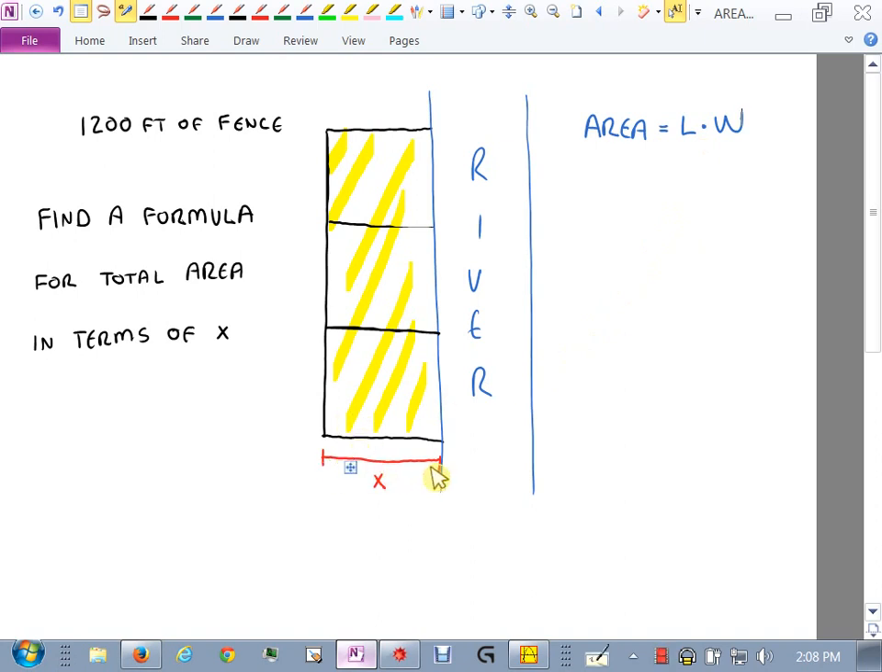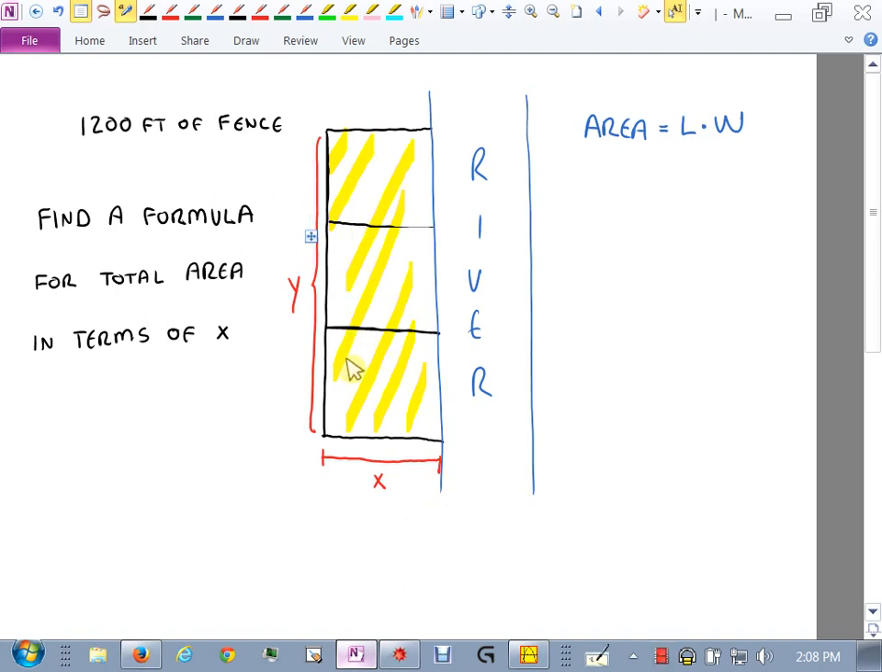So if this is X, then this side over here, the whole length, we can call it something else. Why? Because we need to. So you want to call it Y? Now, I've also heard we can call this 3X. Can we call this 3X?